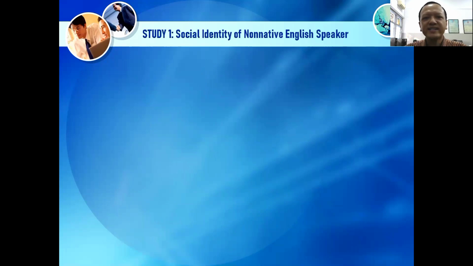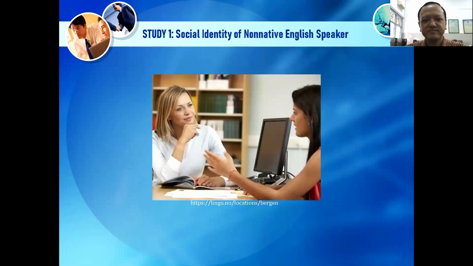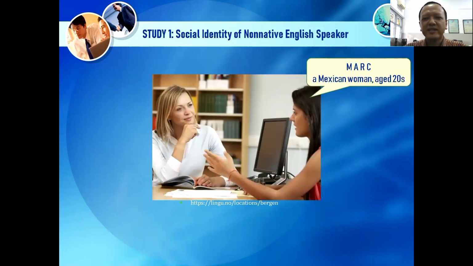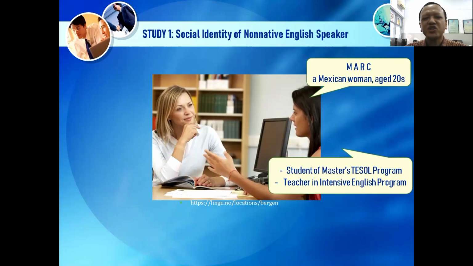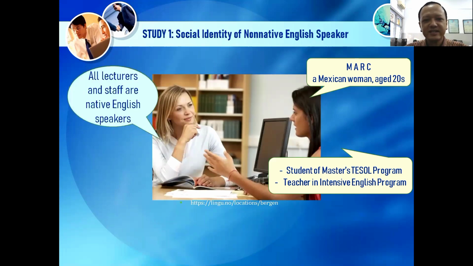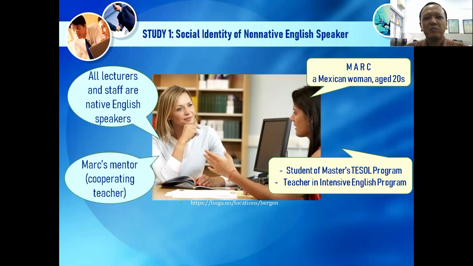The first study is about social identity of non-native English speakers. This is Mark. Mark is a Mexican woman aged around 20s, more precisely late 20s. She is a student of Master's TESOL program, so she is a graduate student. But at the same time, she is also a teacher of an intensive English program there. And in the program, all lecturers and staff are native English speakers. Mark's mentor is also playing the role of cooperating teacher.